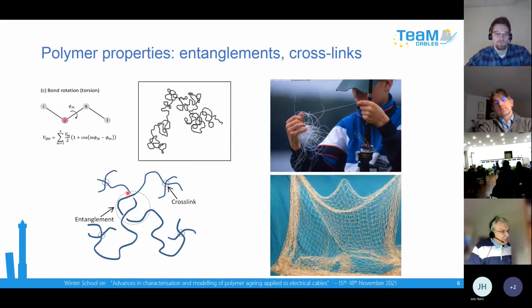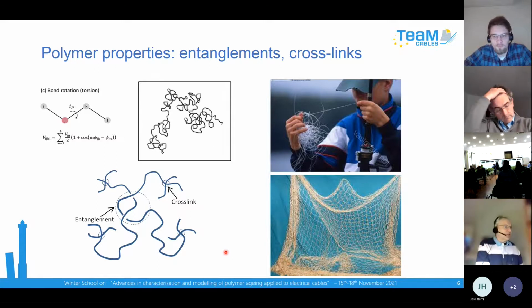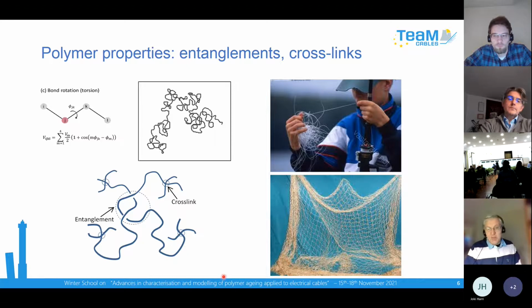So when these molecular chains go around each other, we call it an entanglement, but they may also be chemically connected to each other by chemical bonds, and then we call it a crosslink, and maybe the fishing net would be a more appropriate analog for that. So these entanglements and crosslinks are very important with respect to the mechanical properties, and we have to be able to model those accurately.